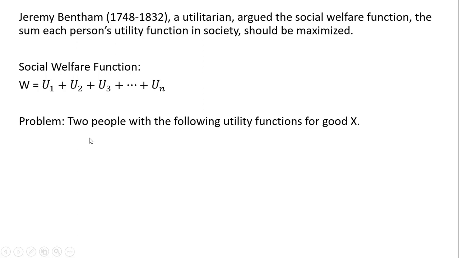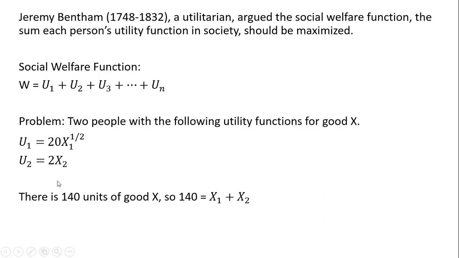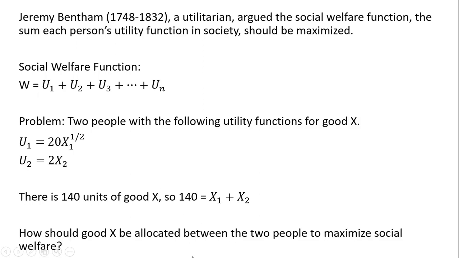So here we have a problem. We're going to have two people with the following utility functions for good X. Here is person 1's utility function and person 2's. Let's assume there are 140 units available for consumption. So 140 equals person 1's consumption plus person 2's consumption. And our goal here is to find the allocation of good X between these two consumers that maximizes W. So how should X be allocated between the two people to maximize social welfare?